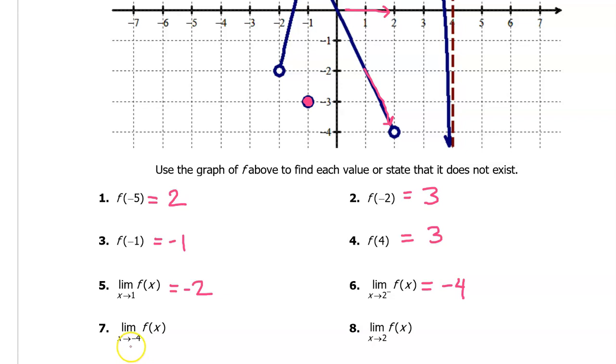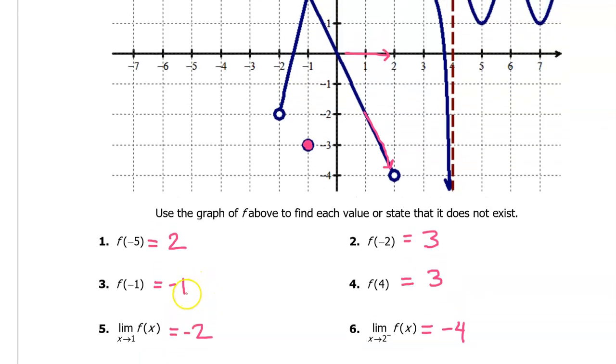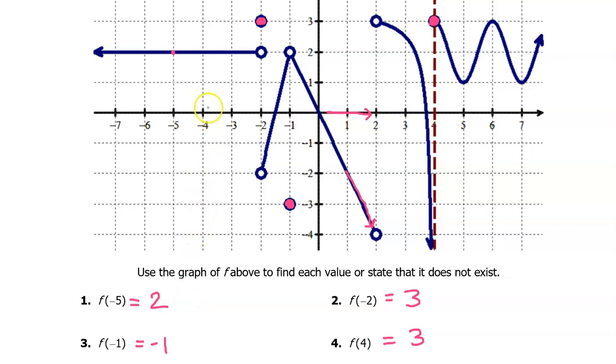Okay, number 7. The limit as x approaches -4. The fact that it does not say from the left or from the right means that the limit should be the same from both directions. So let's go ahead and look at what's going on at -4. So here is the x value of -4 right here. So we can see that as we approach -4 from the left, or whether we approach -4 from the right, it does not matter. We are approaching this point right here where the value is 2. We're at a y value of 2.